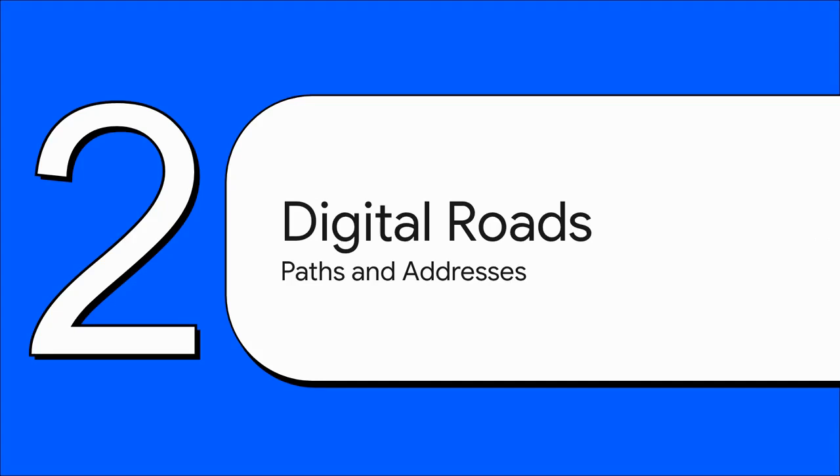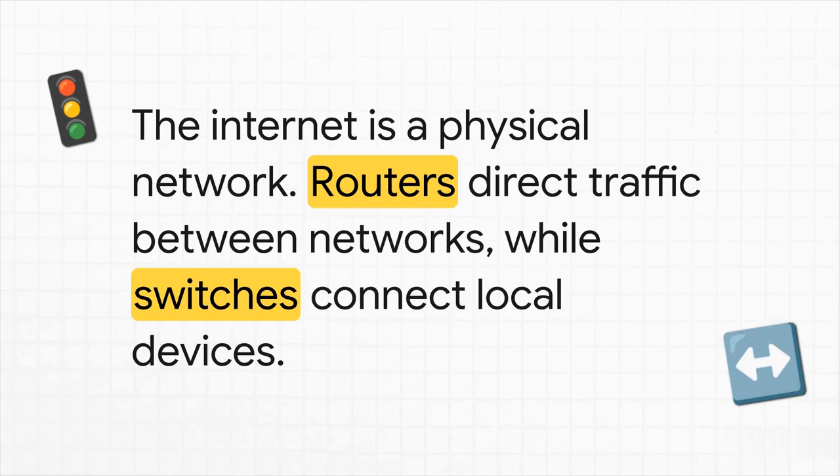Now for section 2, the digital roads. We've got to find the actual paths and addresses for this journey. It's so easy to forget this, but the internet is a physical thing, and this whole journey happens on real hardware. Routers and switches are the absolute unsung heroes of the internet, making billions of split-second decisions. Routers are like the major highway intersections, directing traffic between completely different networks, while switches are the local roads, handling all the traffic inside your home or office.